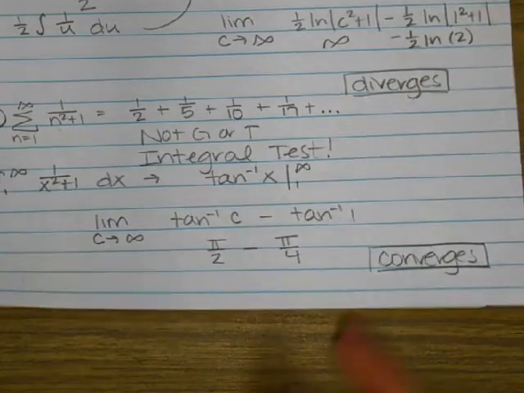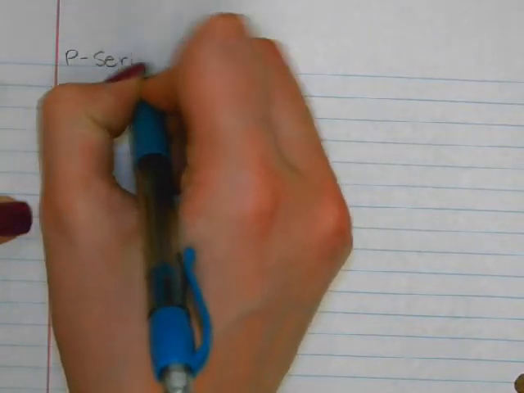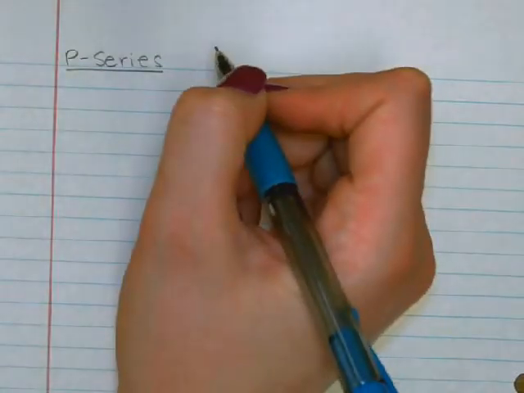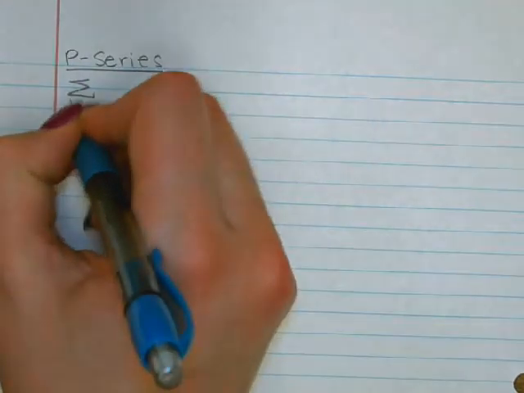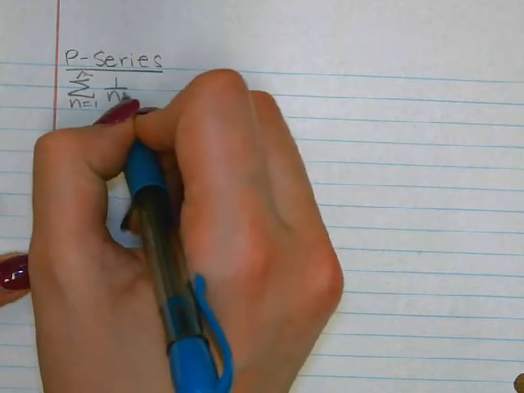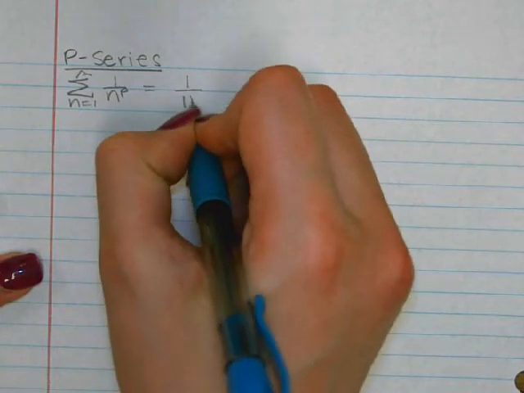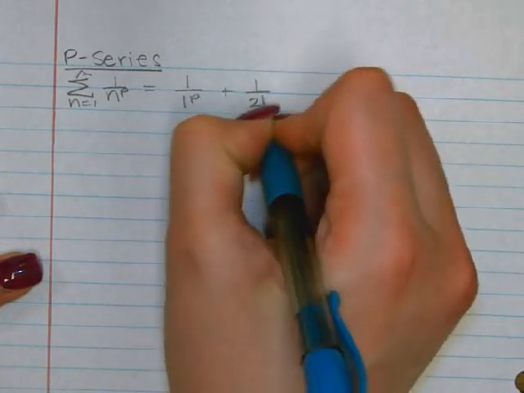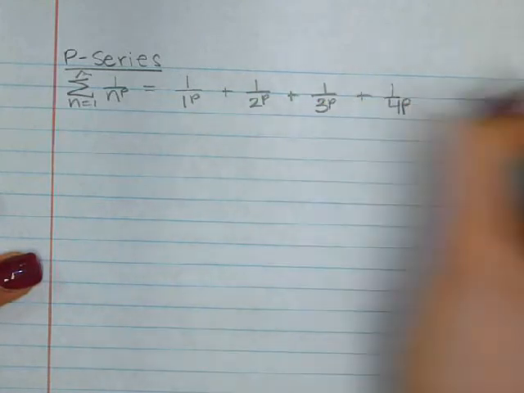All right, the other test that we're going to look at is the P series test. So the P series test works if you're looking at functions where it's 1 divided by n, whatever the term is, to the p power. So this would be 1 over 1 to the p plus 1 over 2 to the p plus 1 over 3 to the p plus 1 over 4 to the p. That was an exponent.